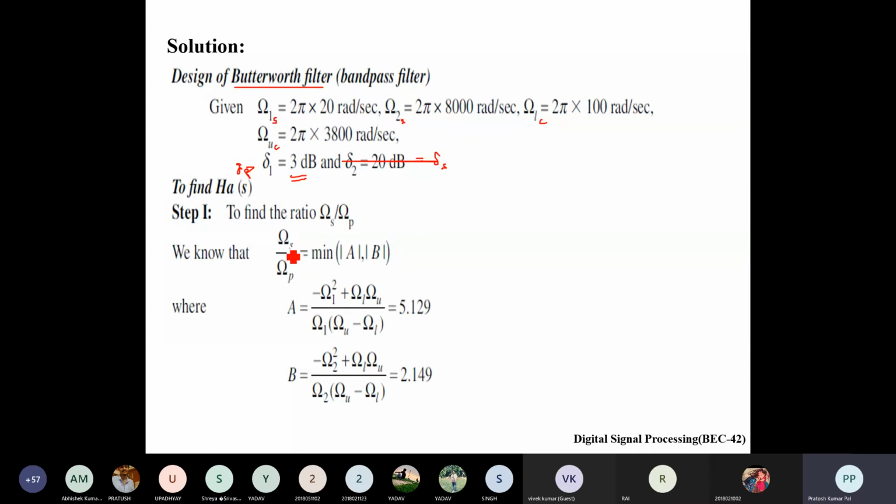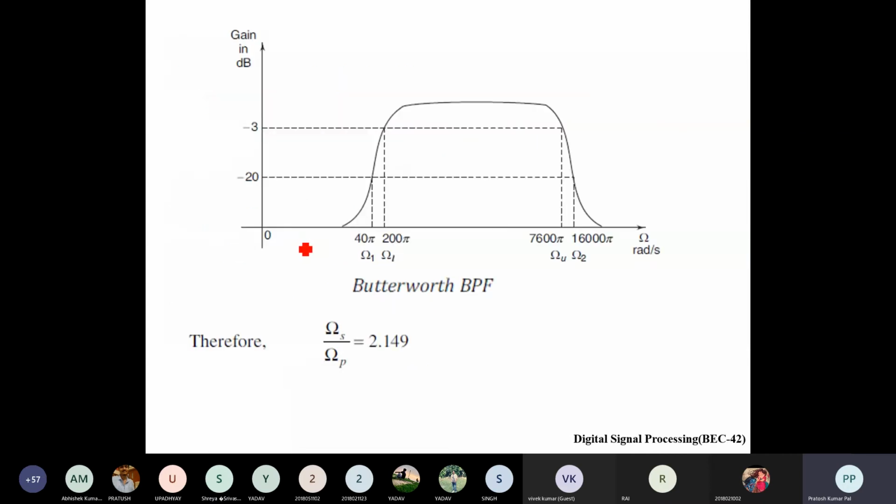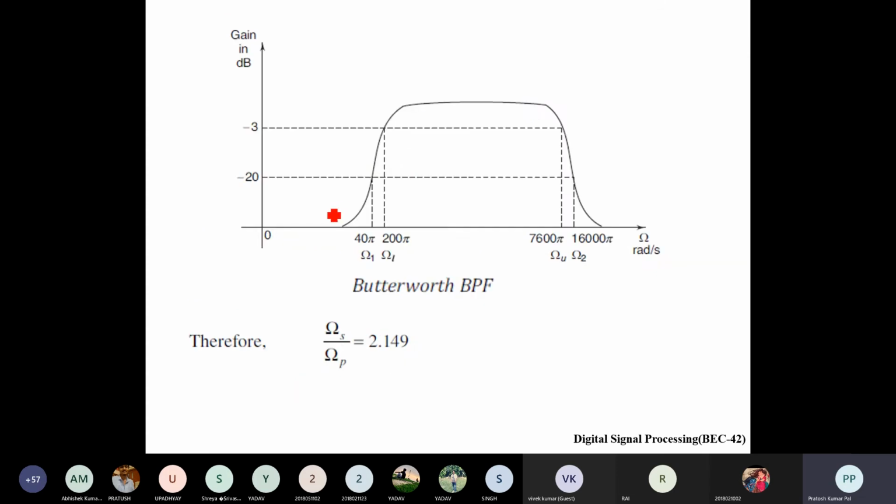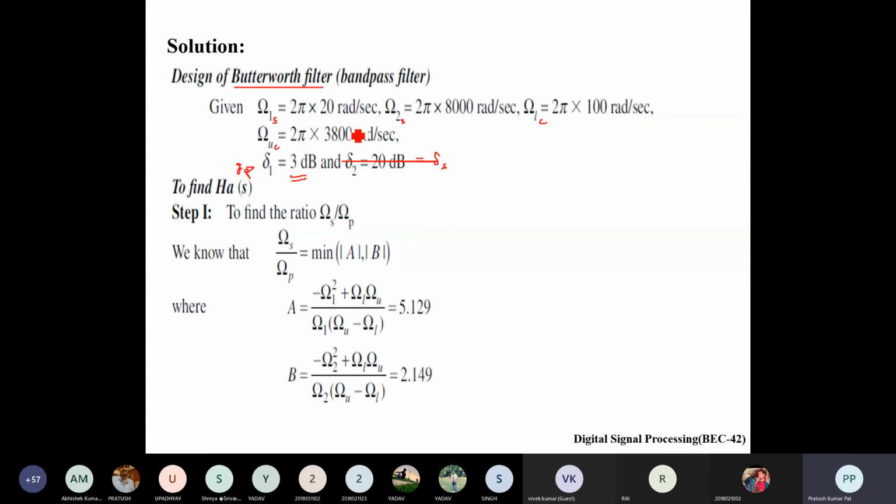So either of these two, whatever stop band, because in the formula it should be written like omega S divided by omega P we require. Okay, so to satisfy the given specification, we should be using the minimum of these two ratios. So whatever ratios are given, with respect to that, we will be finding out the minimum of this.